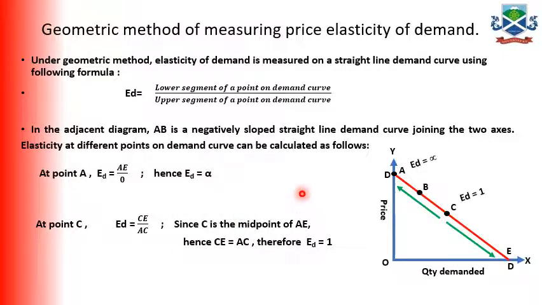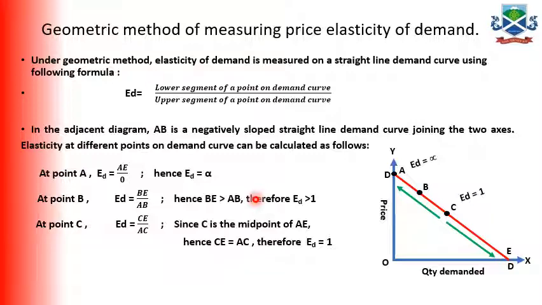Now next, we go to point B. As per the formula, lower segment divided by upper segment. The lower segment is BE and the upper segment is AB. Now look, the lower segment BE is greater than the upper segment AB, therefore ED is greater than 1. Why? Because in a fraction, if the numerator is greater and the denominator is smaller, then if you divide it, the value always comes greater than 1.